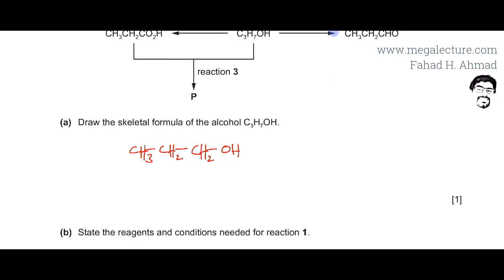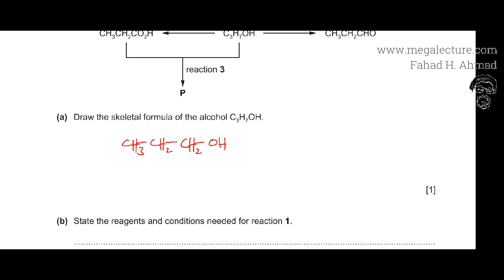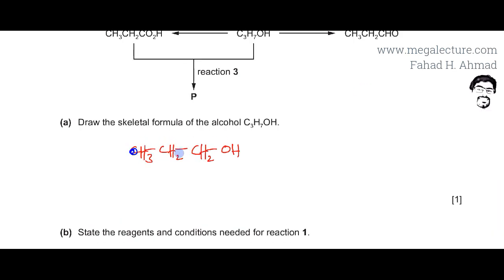Now we're supposed to draw the skeletal formula. The way you draw the skeletal formula is that the carbon atoms are nodes. So that's 1, 2, and 3, and there's going to be an OH attached to the third carbon atom. So these are the nodes, the 1, 2, and 3 carbon atoms, and this is going to be the skeletal formula for the molecule.